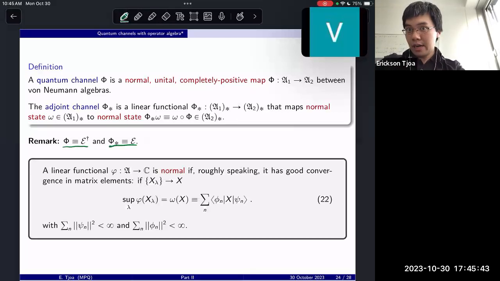Now, in finite dimensions, you never need to bother with this, but in quantum field theory, for example, or in the thermodynamic limit of spin chains, if you don't have normal states, you're in trouble. Basically, you can't even do quantum mechanics properly.